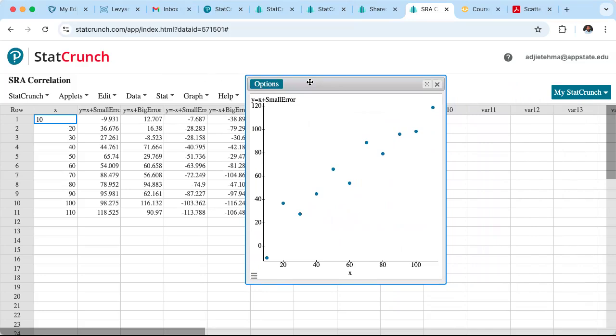So I want to ask everybody, what is the direction? I want to hear your voice. What is the direction? Positive, right? We all agree on that. Okay. What is the form?